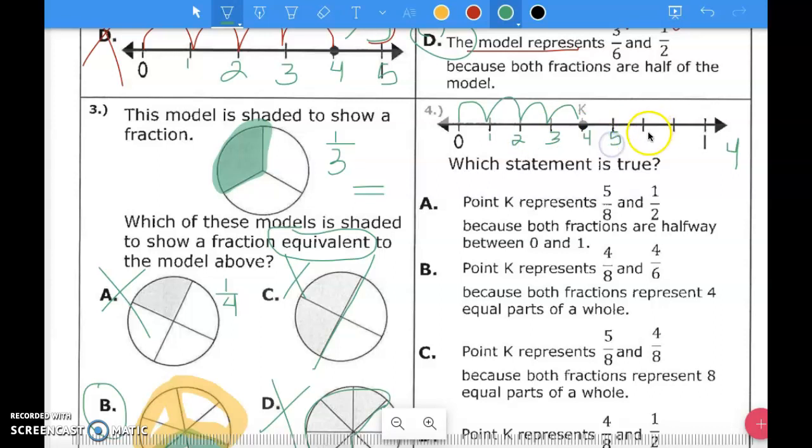1, 2, 3, 4, 5, 6, 7, 8. 4 out of 8. Oh, it's actually half of the line. Remember? Because 4 is half of 8. This is half of the line.